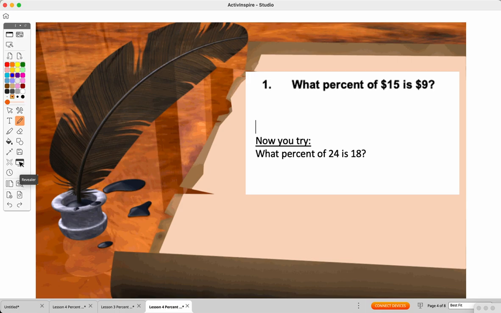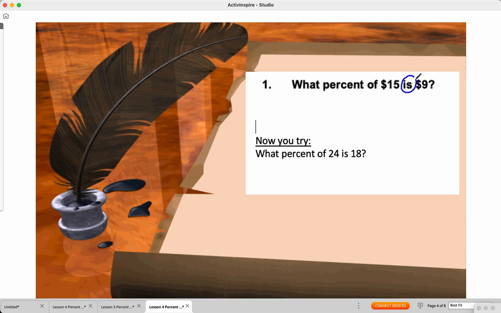And the key is remembering what "is" means in mathematics. "Is" means the equal sign. So this right here is going to be the key to setting up my equation the entire time. Wherever you see the "is," that's your equal sign. So we have $9 on the right side, and we have 15 here. What percent? Percent's going to be the number I'm trying to figure out. And now we just have a simple one-step equation.